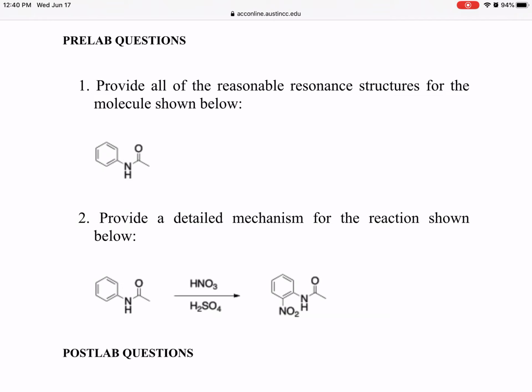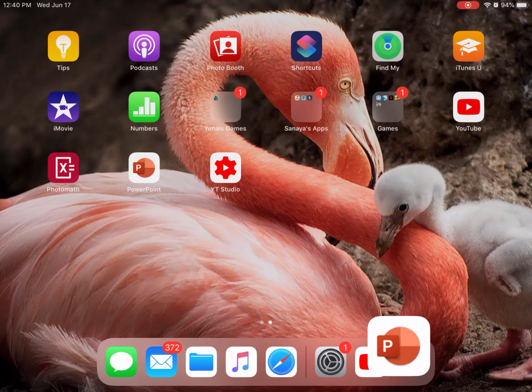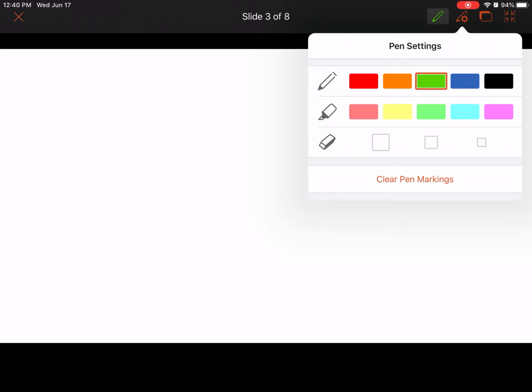Anyways, pre-lab questions. Provide all of the reasonable resonance structures for the molecule shown below. So how do you write resonance structures? Let me take you to my place where I can write something. The molecule is acetanilide, right? That's what we had there, this molecule.